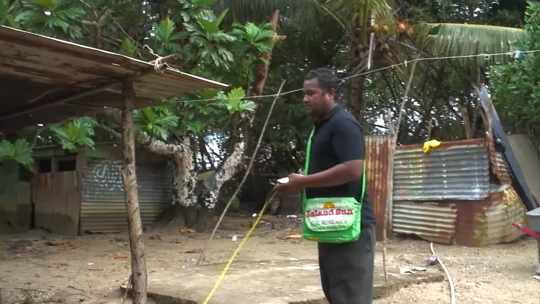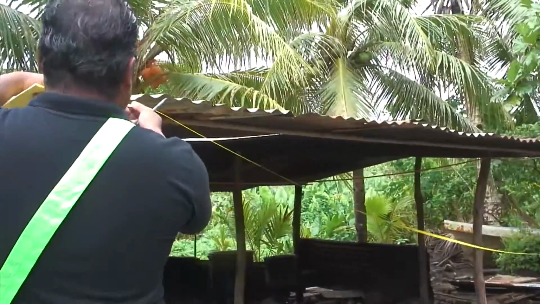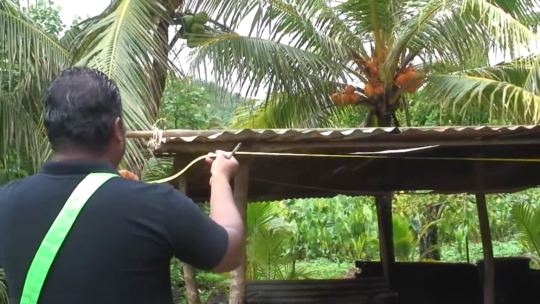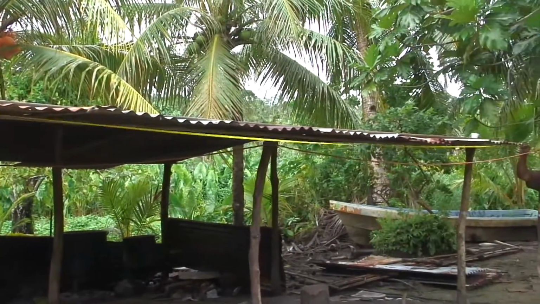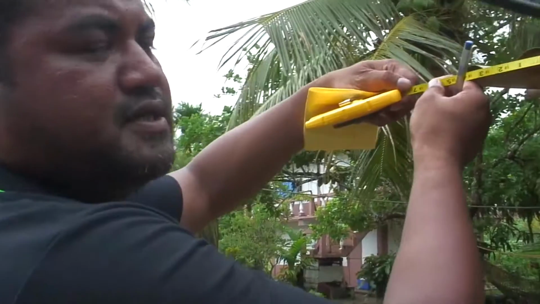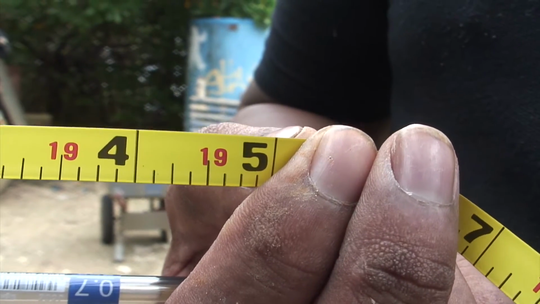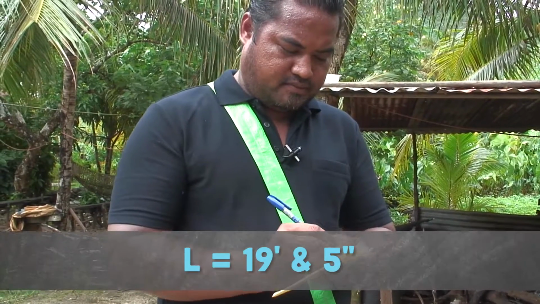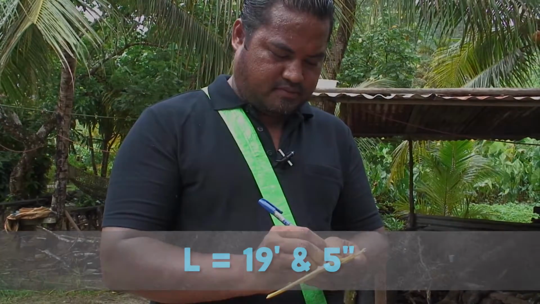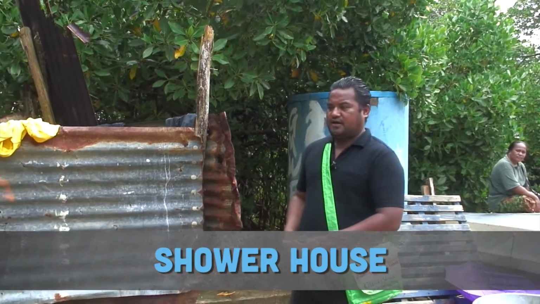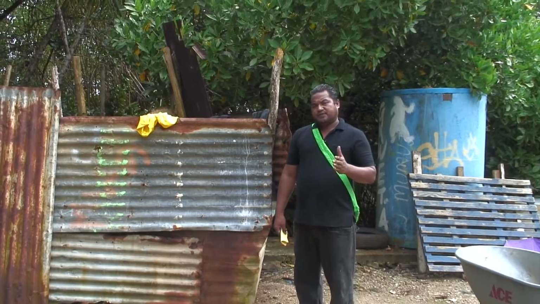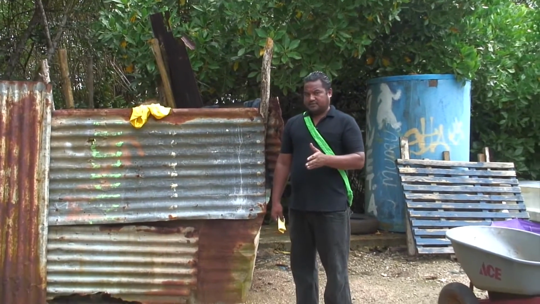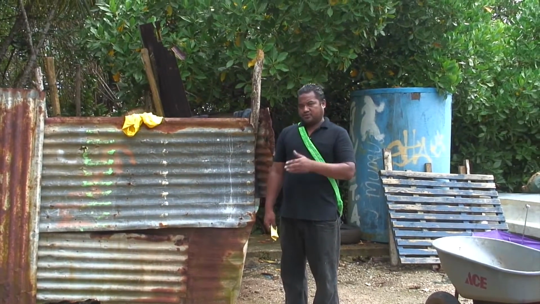Come this way, please. Okay, here we have the length at 19 feet and 5 inches. Next, we are going to measure the shower compound. Now, when we talk about area, we must always keep in mind that the length should be the longest length and the width should be the short one.